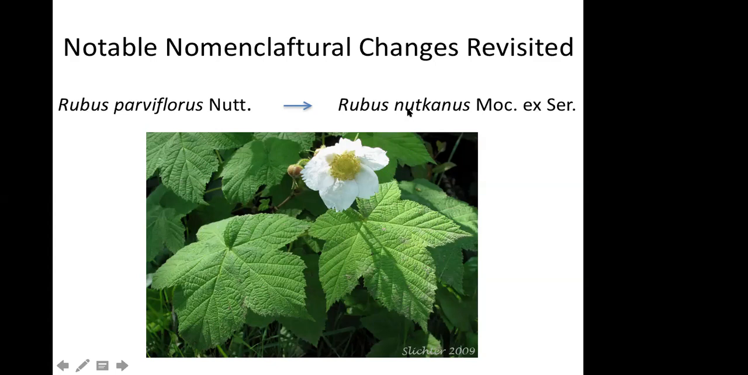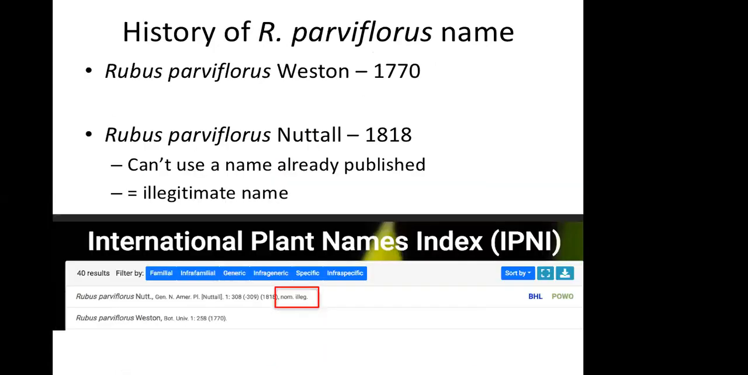And those are the authors, and that's what we used in the Flora 2nd edition. So I don't make the rules, I just have to follow them. It turns out that Rubus parviflorus was published by a gentleman in Europe in 1770. Obviously, people didn't have access to the literature. People in North America didn't have access to European literature in 1818 when Nuttall published Rubus parviflorus.